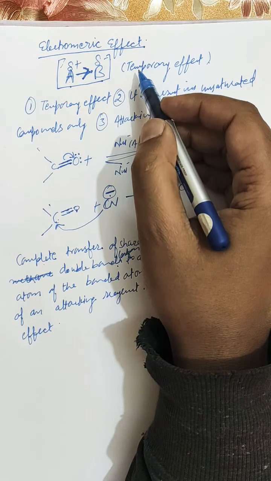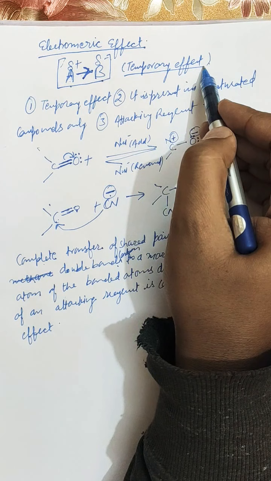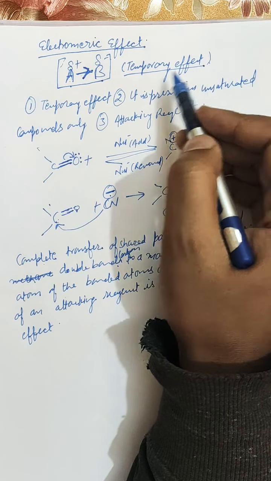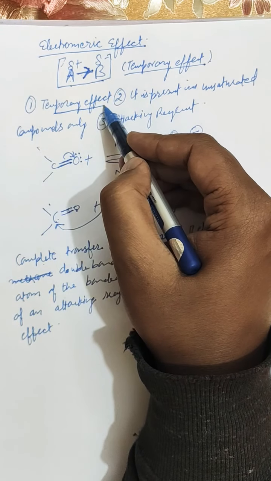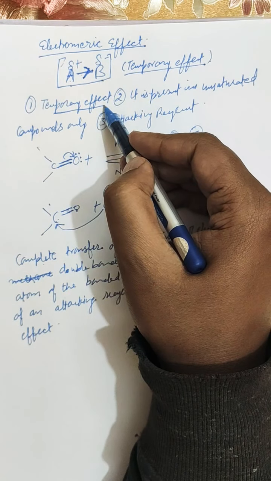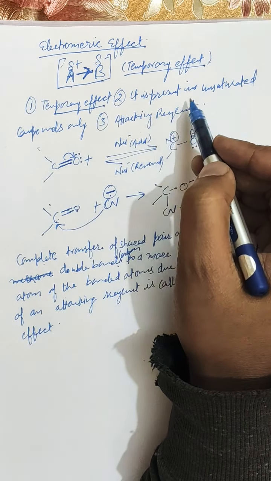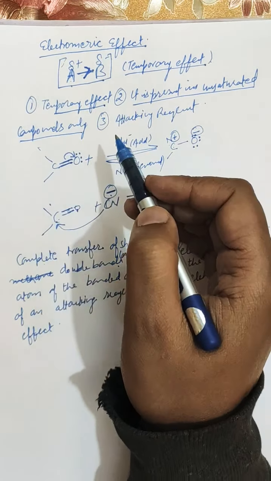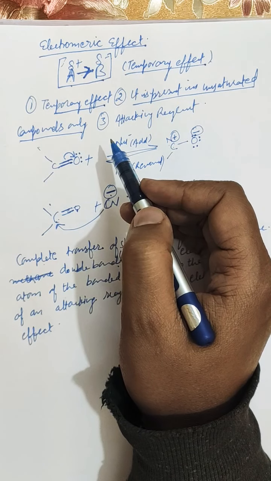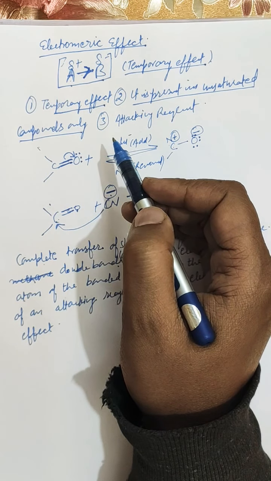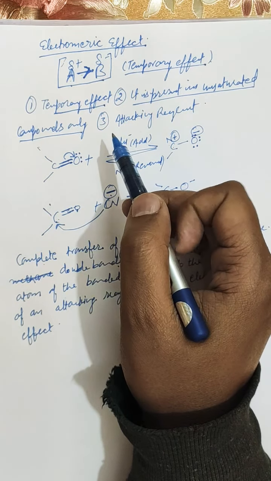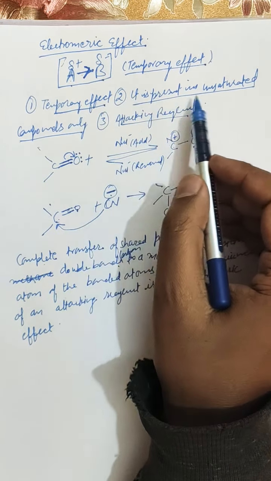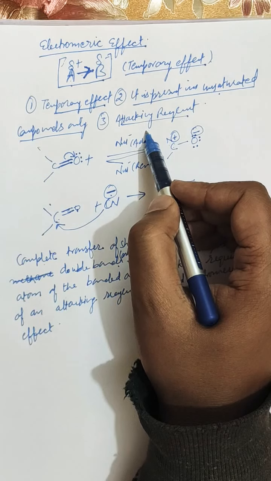Whereas the electromagnetic effect is a temporary effect. First of all, it is a temporary effect. Secondly, it operates in unsaturated compounds, so it is present in unsaturated compounds only. And third, it is generated at the demand of a nearby attacking reagent. So there are three main points: temporary effect, unsaturated compounds, and attacking reagent.